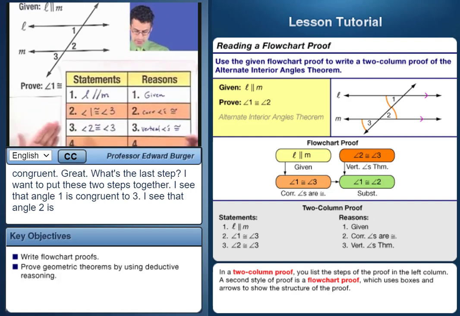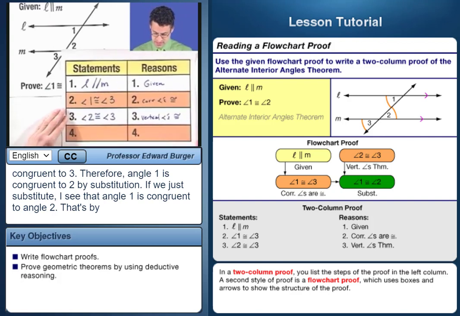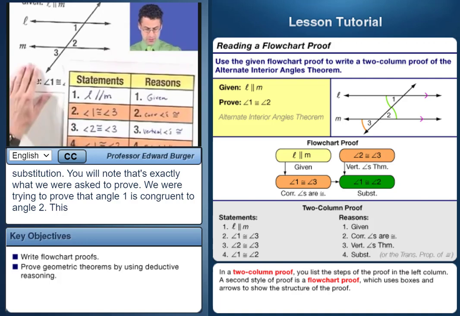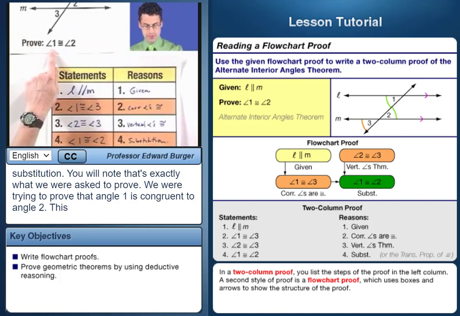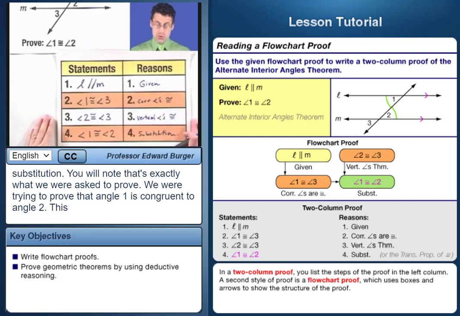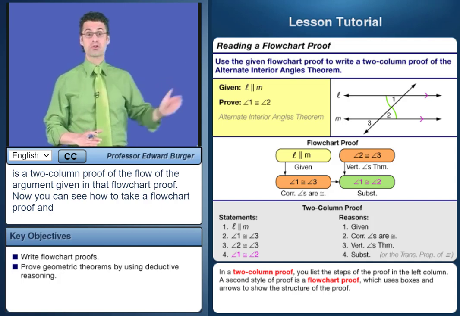Great. And what's the last step? I want to put these two steps together. I see that angle 1 is congruent to 3. I see that angle 2 is congruent to 3. So therefore, angle 1 is congruent to 2 by substitution. And you will note that's exactly what we were asked to prove. We were trying to prove that angle 1 is congruent to angle 2. So this is a two-column proof of the flow of the argument that was given in the flowchart proof.